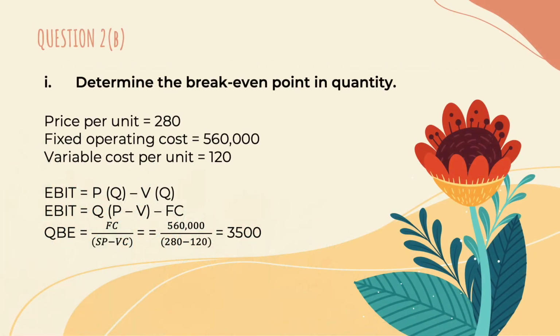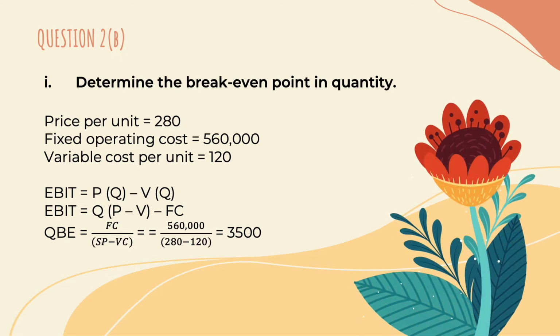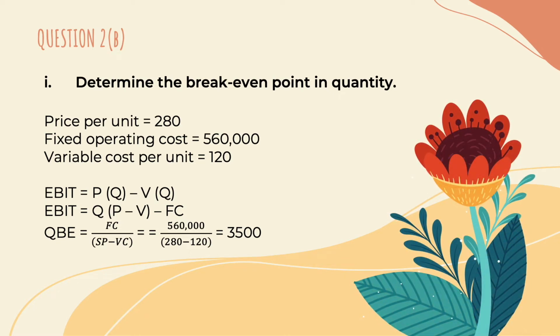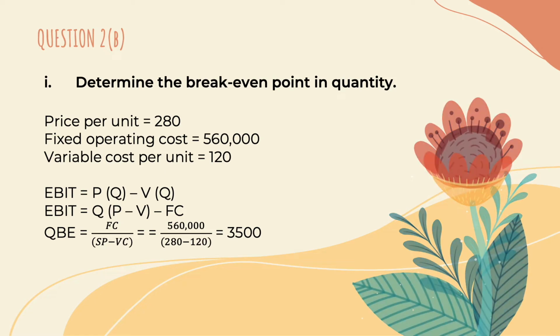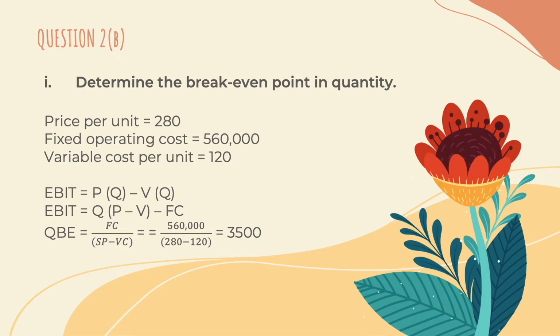B1. To find the break-even point quantity, first you need to identify the price per unit, fixed cost and variable cost per unit. Then use the formula from the table to find BEP in units, which is QBE equal to FC over SP minus VC. So the quantity is 3,500.